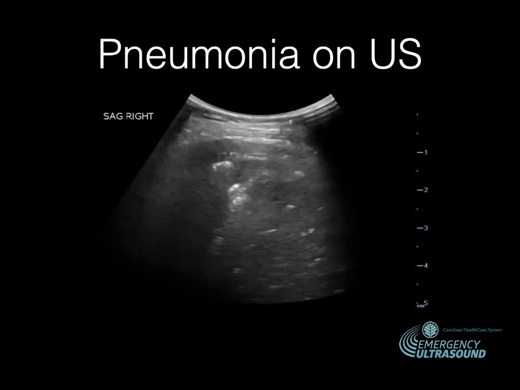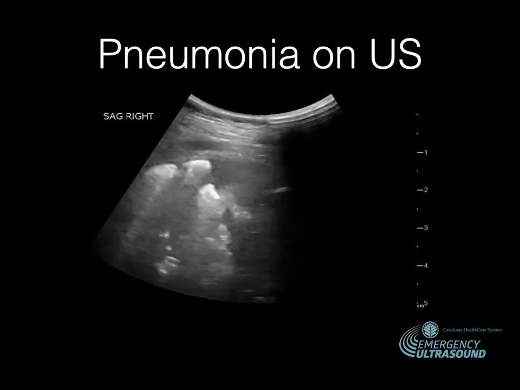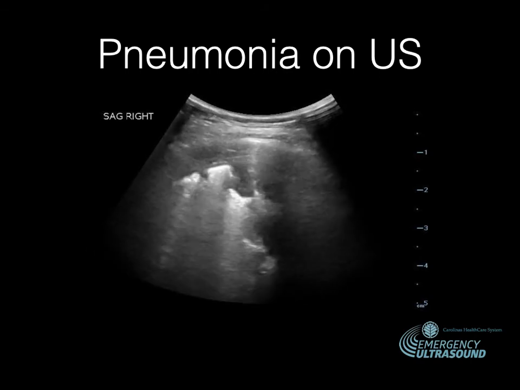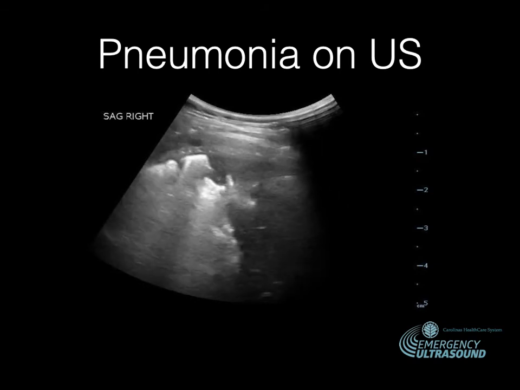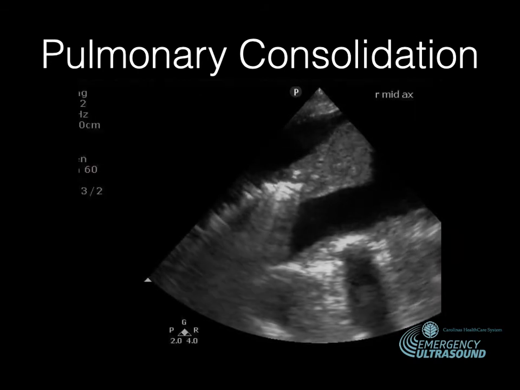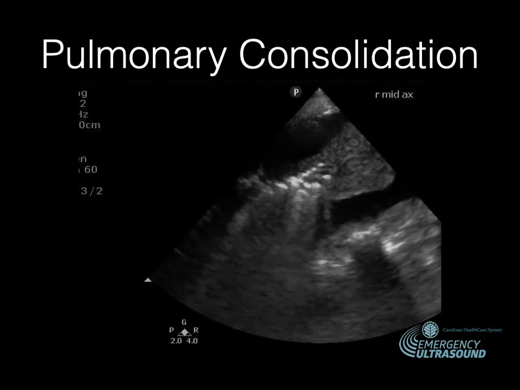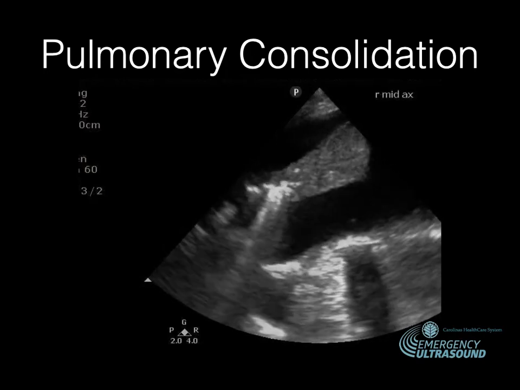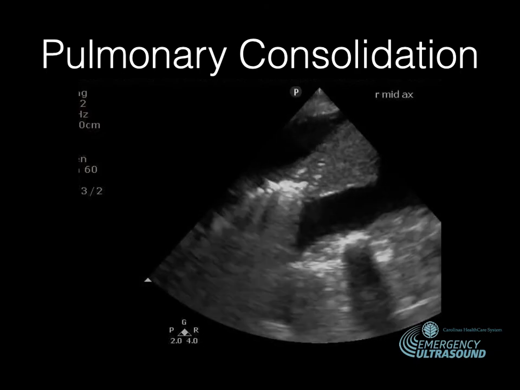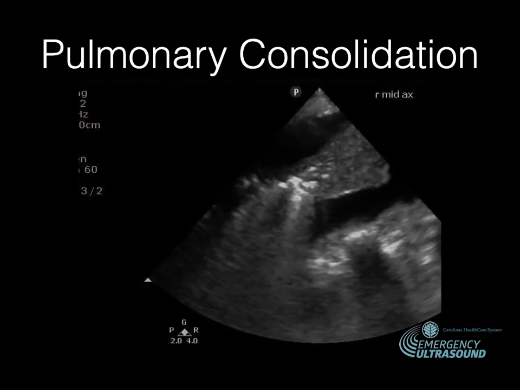So this is the same patient. We're seeing a little bit of a pleural effusion, which is black fluid surrounding the lungs. We're seeing consolidated lung and those air bronchograms. Now we're seeing pulmonary consolidation. So note how the lung appears to be solid. It would be really hard to tell if this were a liver or a lung right here.